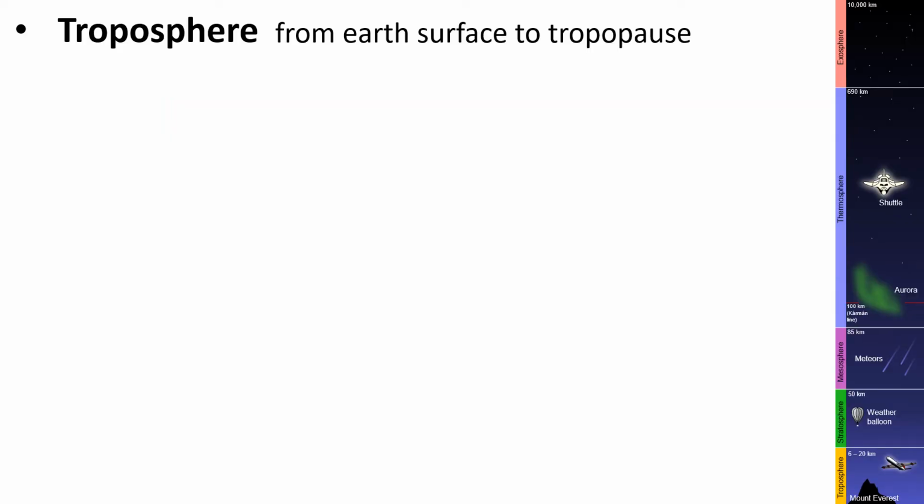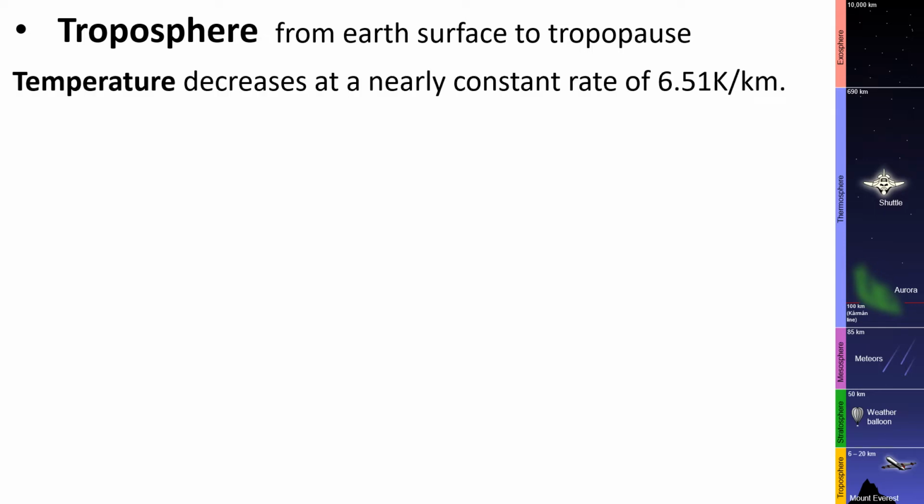Okay, first of all, the troposphere. The troposphere is from the Earth's surface to the tropopause. The tropopause is the ceiling of the troposphere, and we already know most weather conditions take place in the troposphere, and we have gusts and turbulence, right? Since at the beginning we were interested in the pressure, temperature, and density of the air in the Earth's atmosphere, temperature in the troposphere decreases at a nearly constant rate of 6.51 Kelvin per kilometer.